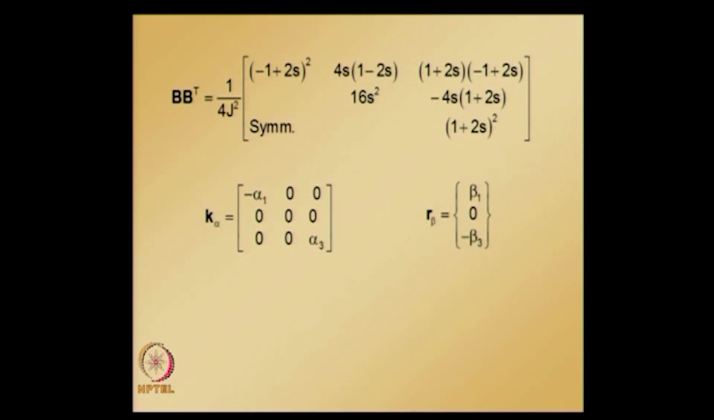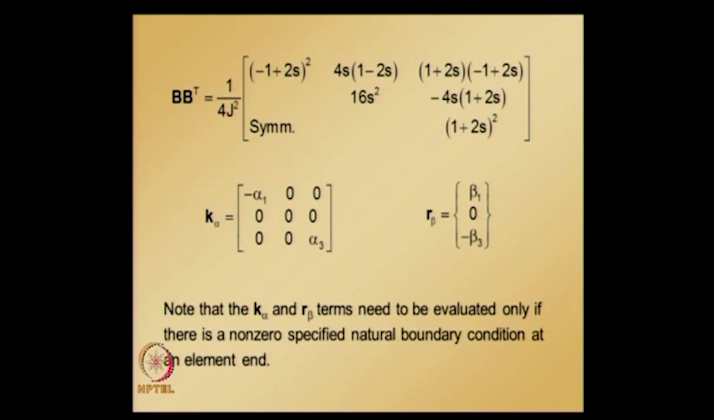And please note that here this k alpha and r beta show up only if non-zero specified natural boundary conditions are present. Note that k alpha and r beta terms need to be evaluated only if there is a non-zero specified natural boundary condition at an element node.